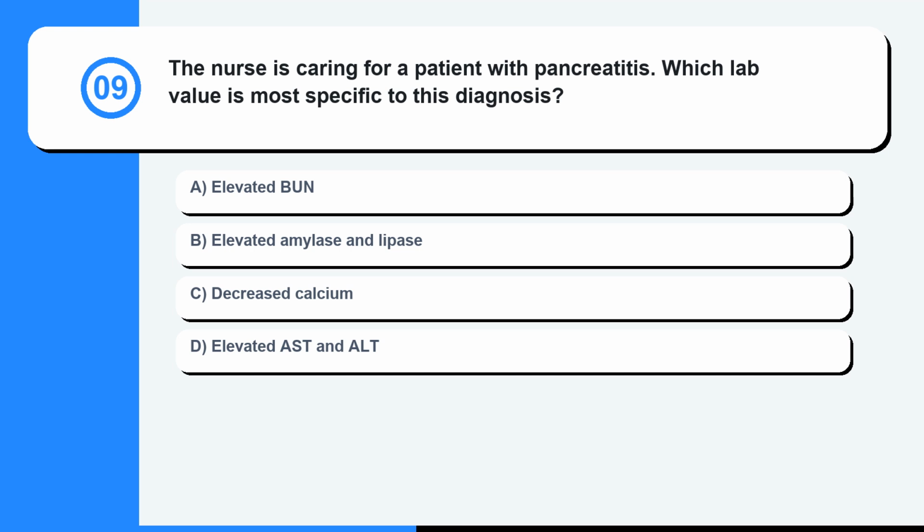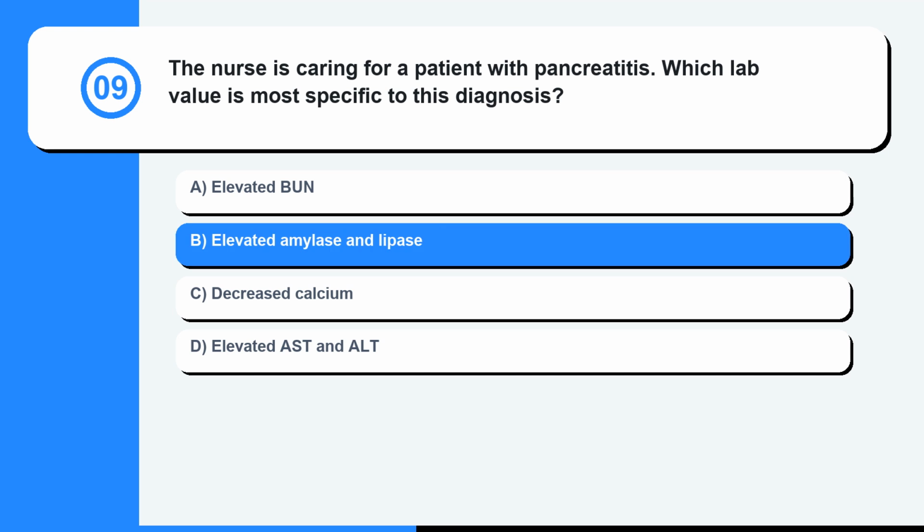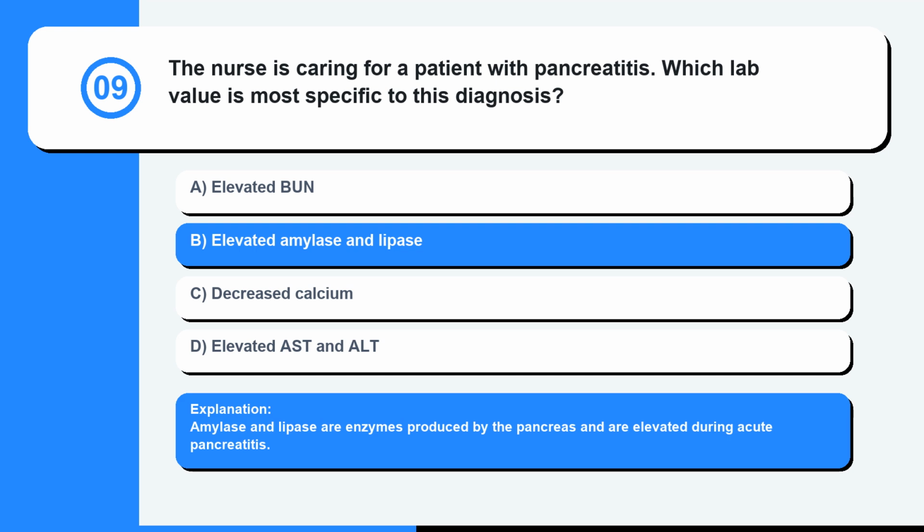Question 9. The nurse is caring for a patient with pancreatitis. Which lab value is most specific to this diagnosis? A. Elevated BUN. B. Elevated amylase and lipase. C. Decreased calcium. Or D. Elevated AST and ALT. The correct answer is B. Elevated amylase and lipase. Amylase and lipase are enzymes produced by the pancreas and are elevated during acute pancreatitis.